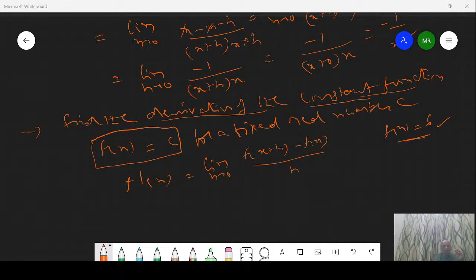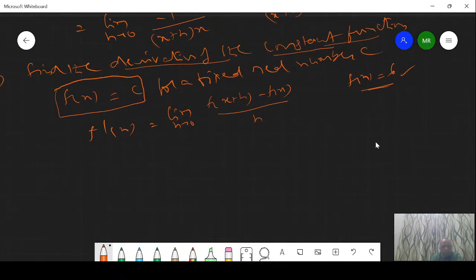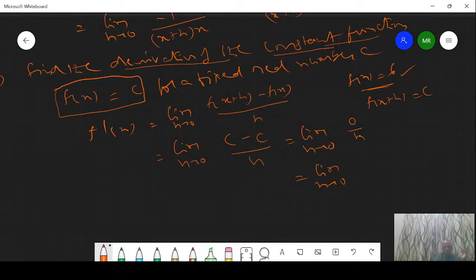Now, limit h tends to 0. What is f of x plus h? Output, there is no change. F of x plus h, you can think, is also c. There is no change. So it will come c minus, f of x is c, c minus c by h, limit h tends to 0. 0 by h, you will get limit h tends to 0, 0 by anything is 0. Limit of constant is constant.